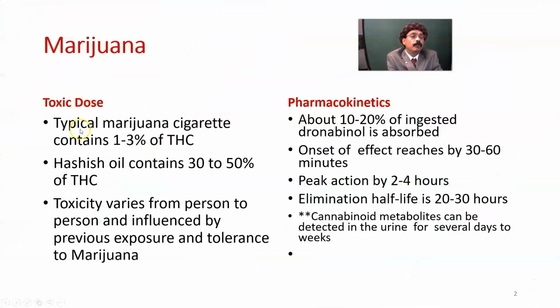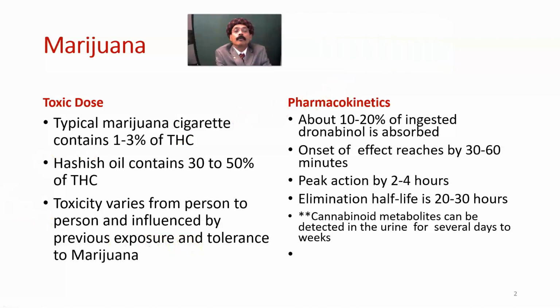What is the toxic dose? A typical marijuana cigarette contains 1 to 3% of tetrahydrocannabinol. Hashish oil contains 30 to 50% of tetrahydrocannabinol. Toxicity varies from person to person and is influenced by previous exposure and tolerance to marijuana.